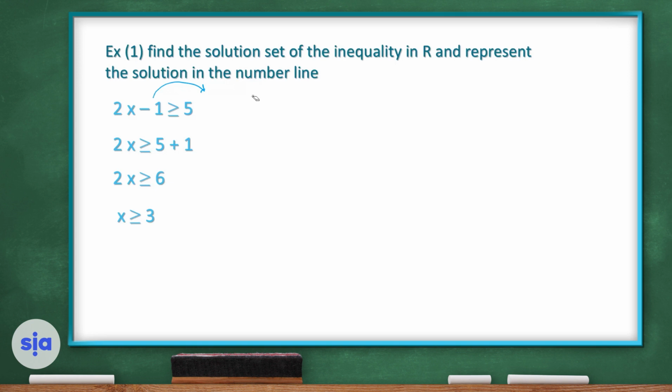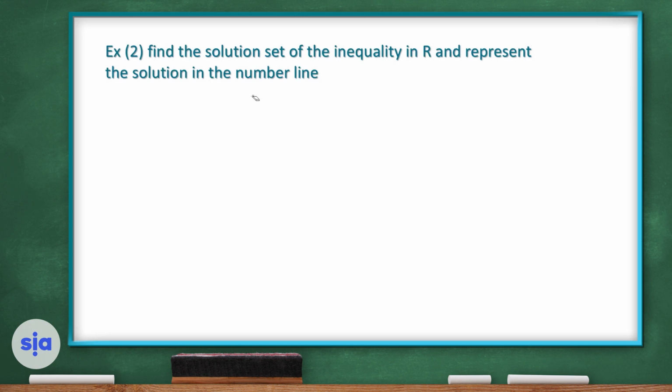So the solution set is an interval starting from 3 closed until infinity opened. We can easily represent this on a number line as we explained in the previous session. So it will start from 3 closed going up to the right hand side until it reaches positive infinity.